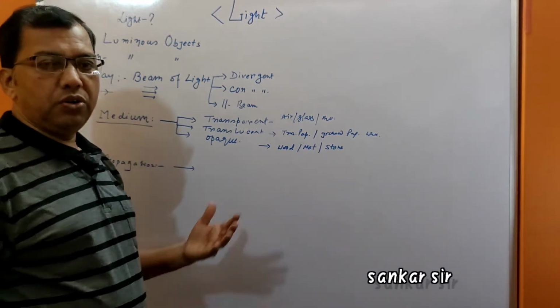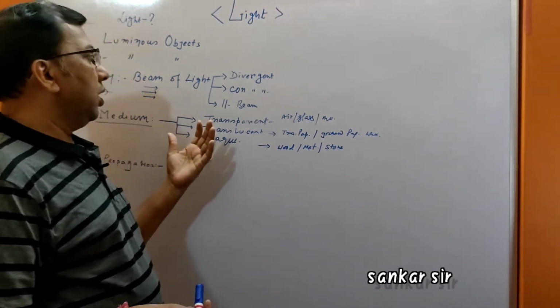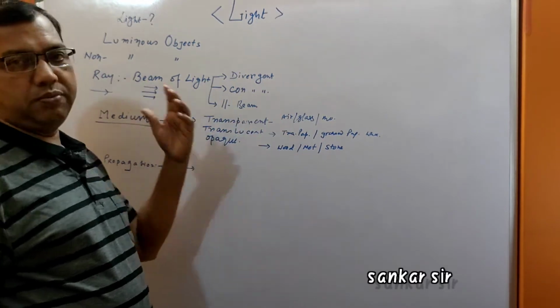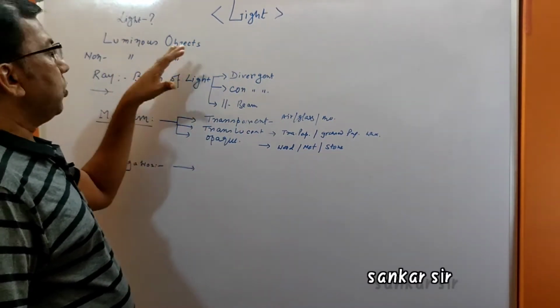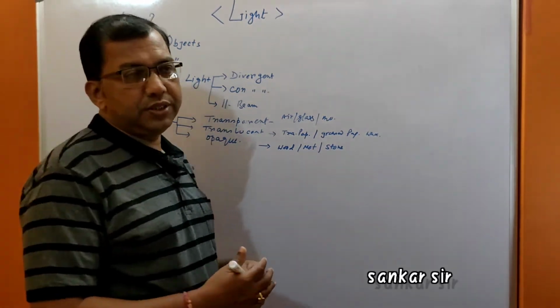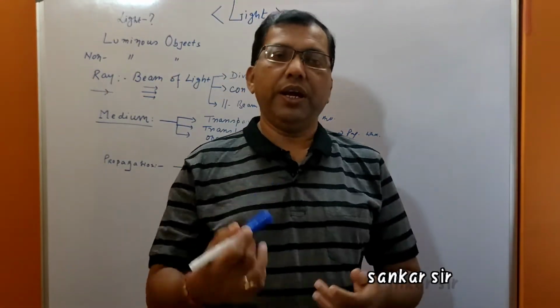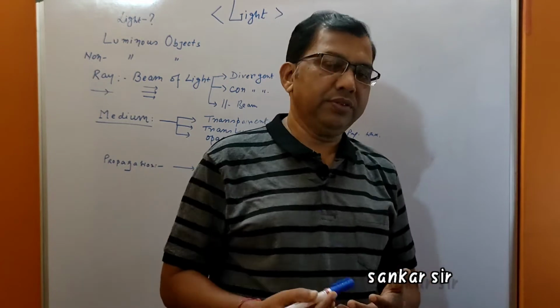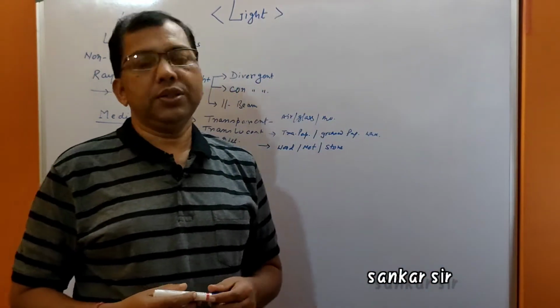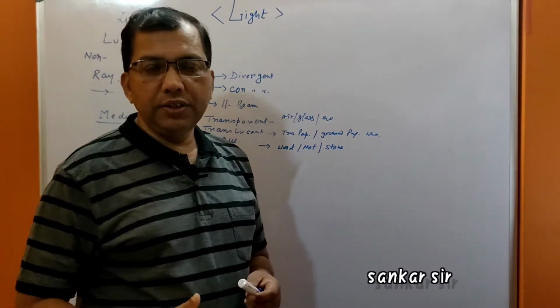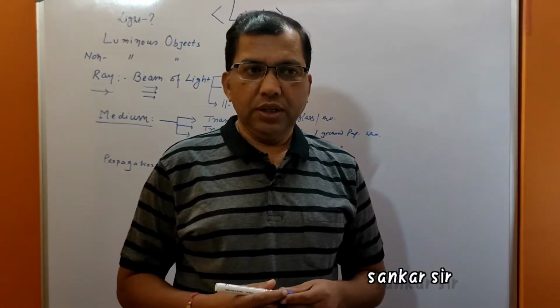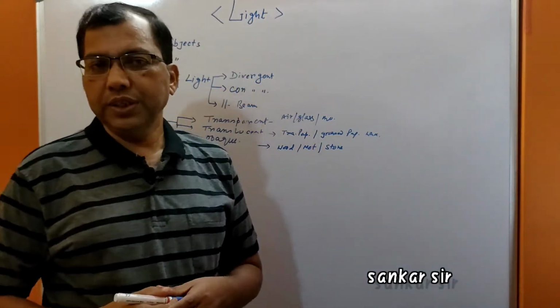What is a ray? What is a beam of light? What is a divergent, convergent, parallel beam of light? All you have to know. So what are luminous objects? Objects which emit light by themselves are known as luminous objects. The sun is a luminous object. A burning candle is a luminous object.